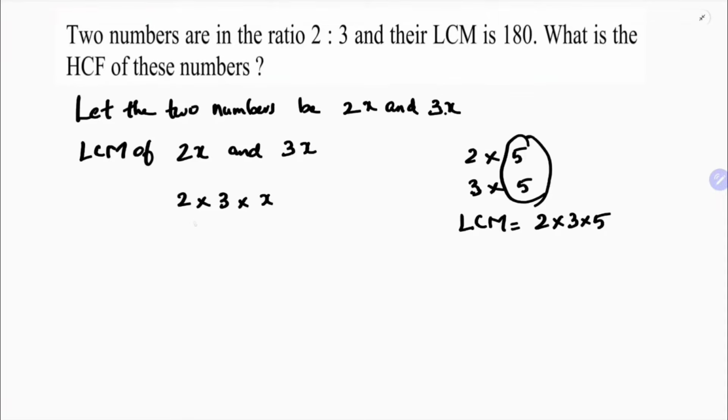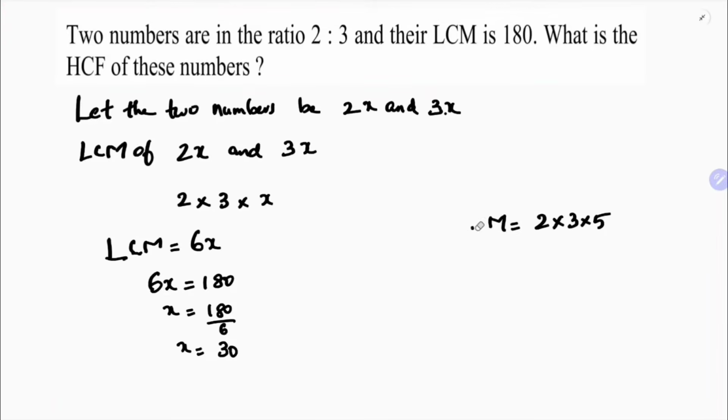So here the LCM is 6x. But in the question they gave the LCM as 180. So 6x is 180, so x is 180 by 6. So x equals 30. You got the x value as 30.